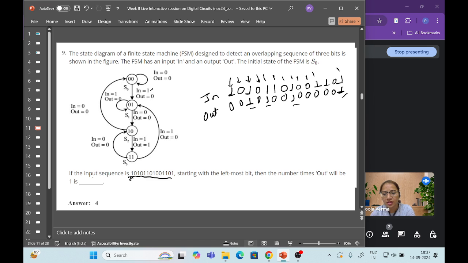So the answer is 4. We just need to track this input, at which state it is going, and note down the corresponding out. In that case you will be able to find the number of times out will be 1. So the total number of times out will be 1 is 4. So the answer is 4 for this question.